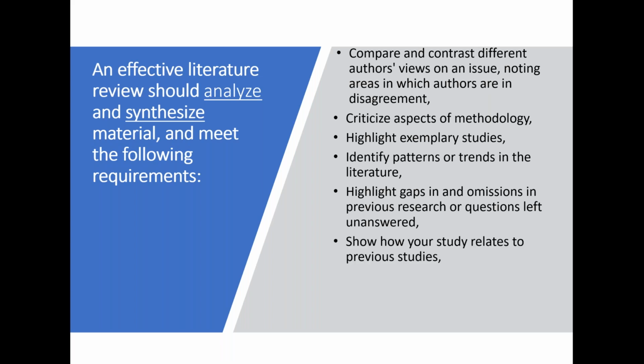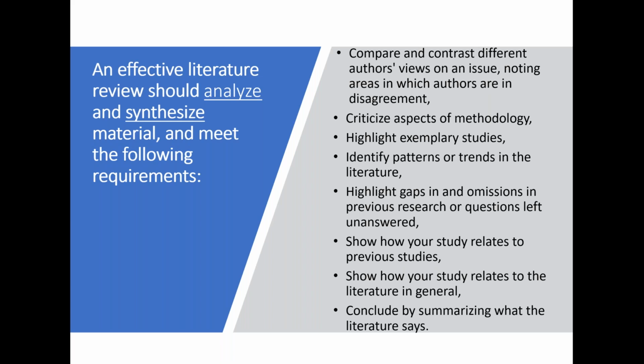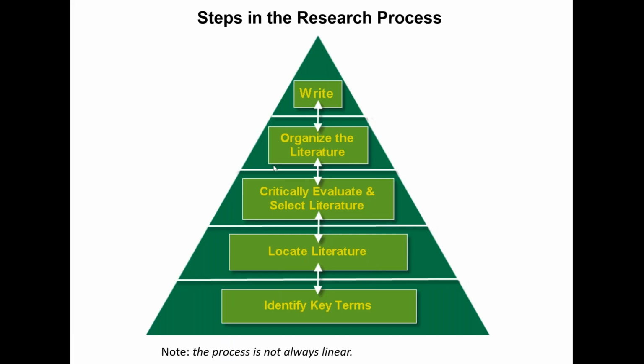You want to show how your study relates to previous studies and also how your study relates to the literature in general, particularly if there aren't a lot of previous studies related to your topic. You want to look at where this lies in the general topic area or literature. And finally, you want to conclude by summarizing what the literature says. So that's the overview, right, of what an effective literature review should do. Now that we've got that, we've got these steps in the research process, right?